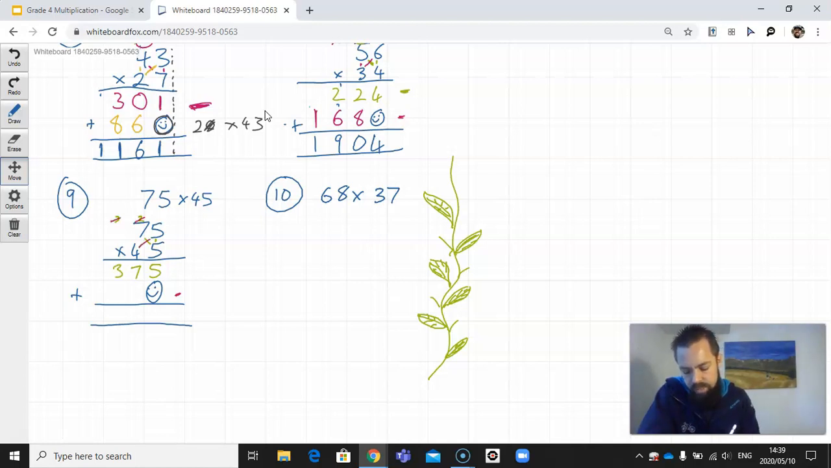4 times 5 is 20, carry the 2. 4 times 7 is 28, plus the 2 is 29, 30. Carry the 3, 3 drops down. Now I add 5 plus 0 is 5, 7 plus 0 is 7, 3 plus 0 is 3. 3 on its own is 3. So the answer, 3,375.